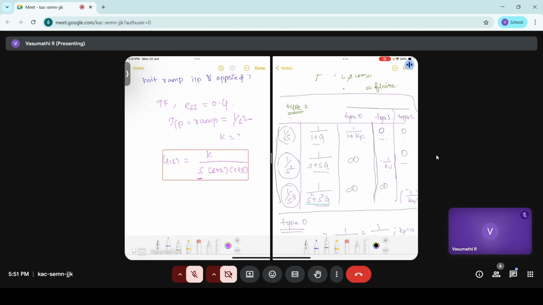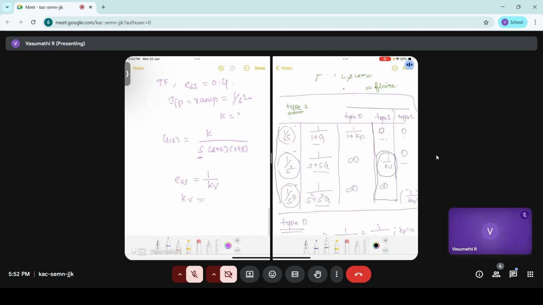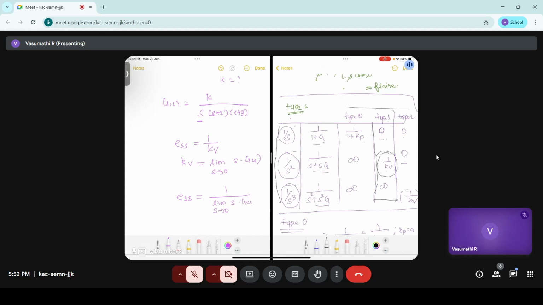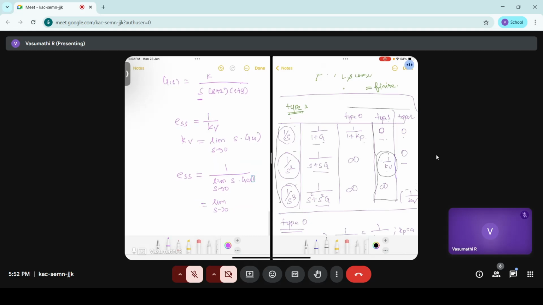We are interested in this column of the table, and the input is unit ramp. This is unit step, this is unit ramp, this is parabolic. So we are going to look only at this, where we get the output as a finite number. Now, what is the relation between this and the question? If we want to find the ESS of a type 1 system with ramp input, ESS is 1 by Kv, where Kv is equal to limit s tends to 0 of s into G of s. Otherwise, you can also write it as 1 by limit s tends to 0 of s into G of s. So this is what you want.